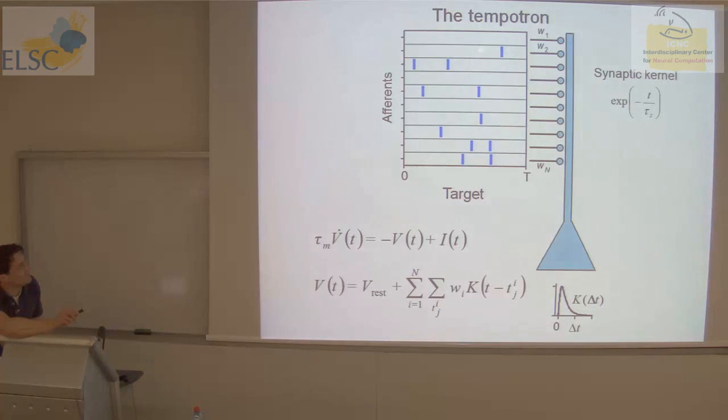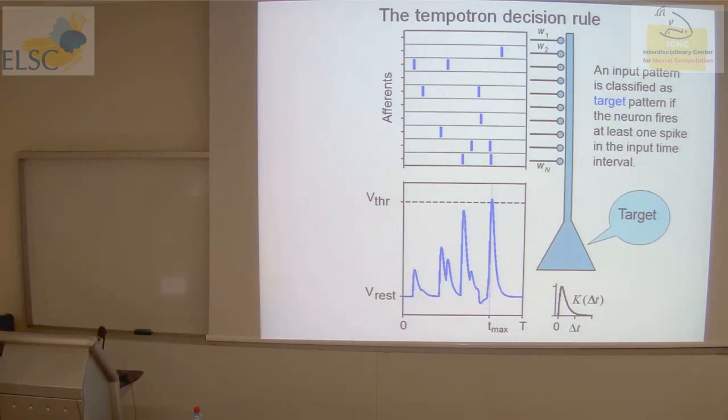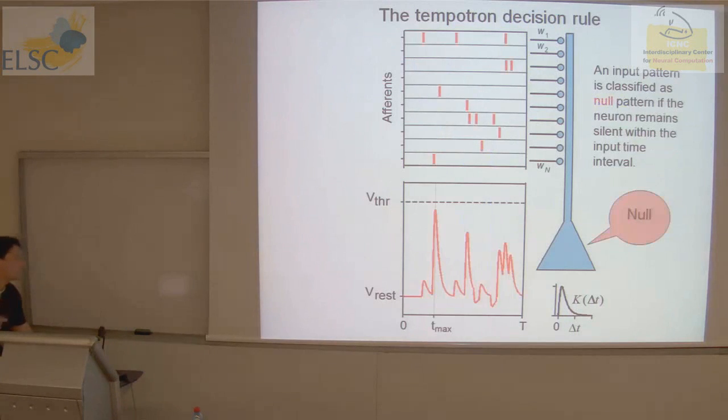Now, if we go back to spatiotemporal patterns of spikes, we can take a simple neuron model. This is the standard integrate-and-fire equation. We can solve it, and then you see that the voltage in the soma of the cell is simply the sum of postsynaptic potentials, each weighted with the amplitude of the given synapse. This will be our postsynaptic kernel, and the voltage is just a linear sum. So it would look like this. And now we take a similar decision rule as in the perceptron. We say if the neuron generates at least one spike in the time of the input pattern, it classifies the pattern as target. And if it remains silent, it's classified as null.